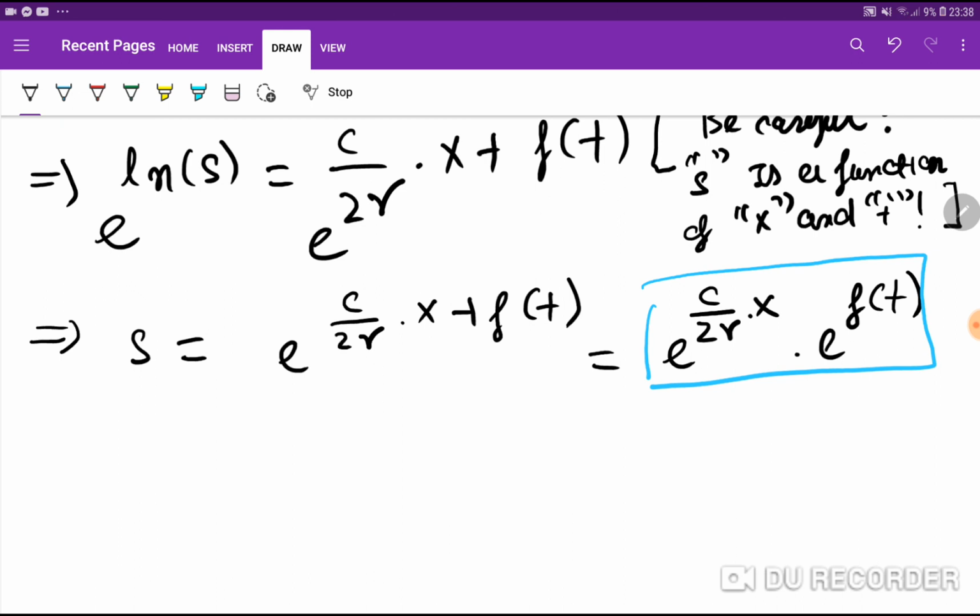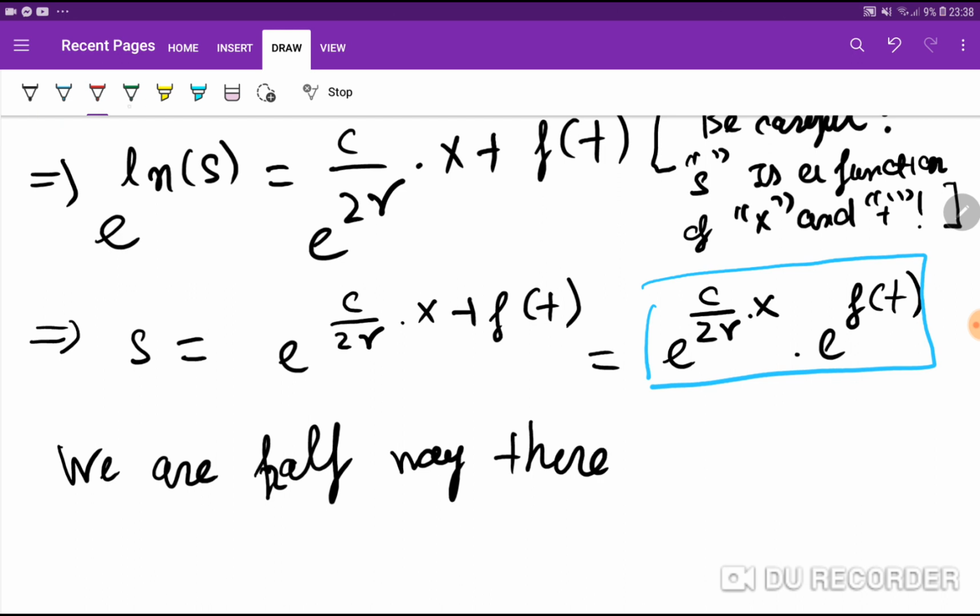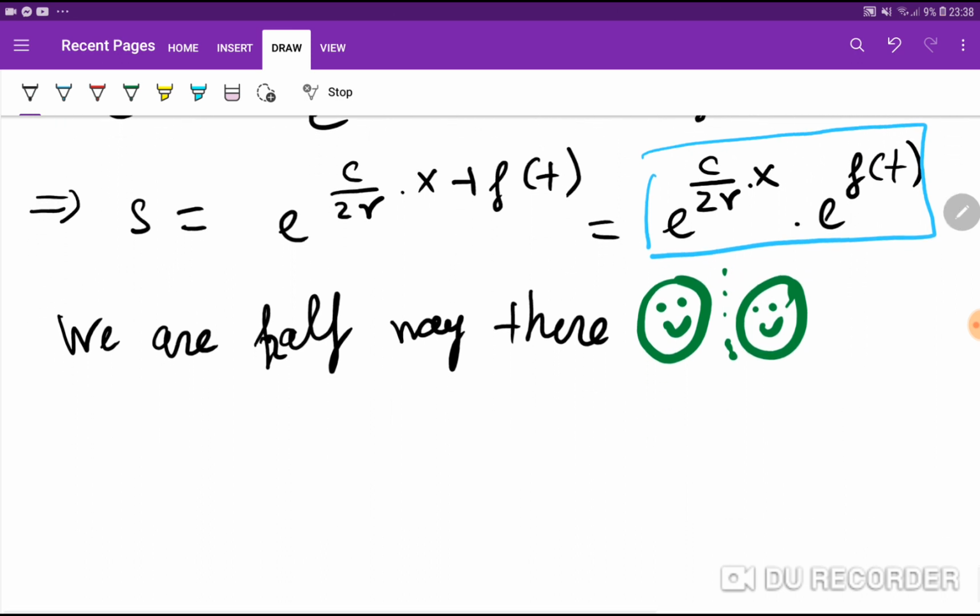Okay, now we are almost done. We can use 7 to solve for f(t), because f(t) is a constant. We don't know what that is. So let me see. All right, we are halfway there. Okay, let me put a smiley face for y'all. Now let's go ahead and continue. We can use 7 because we have used 6 already to get here. So we can use 7 to solve for f(t).